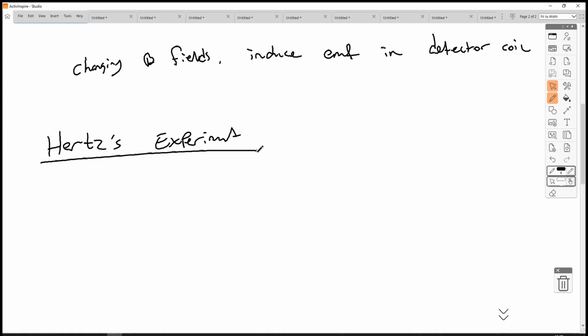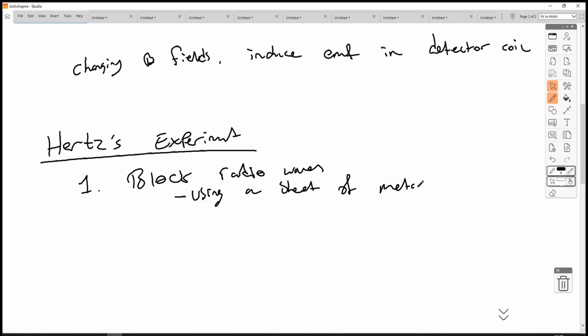So, 1. Block radio waves. And he did this by using a sheet of metal to block the waves reaching the detector. And number 2, he found the wavelength by creating stationary waves.